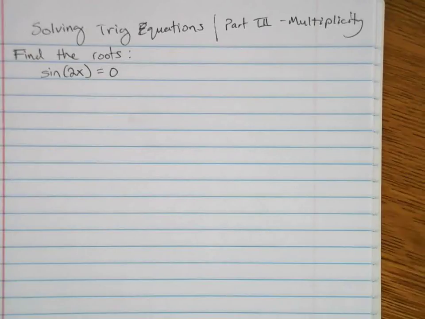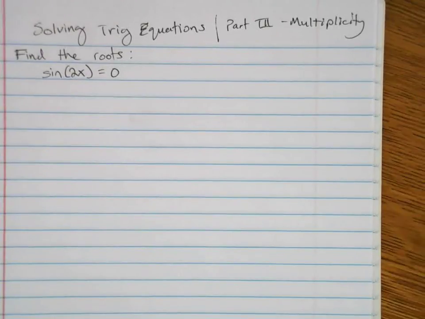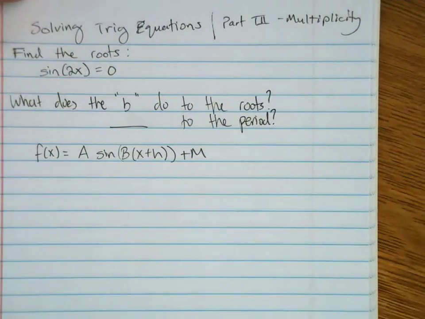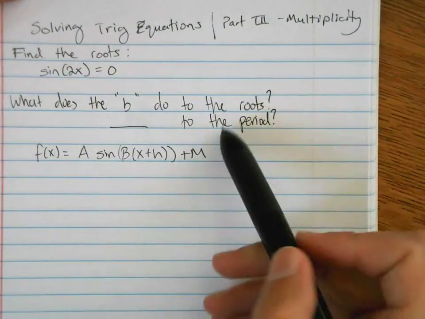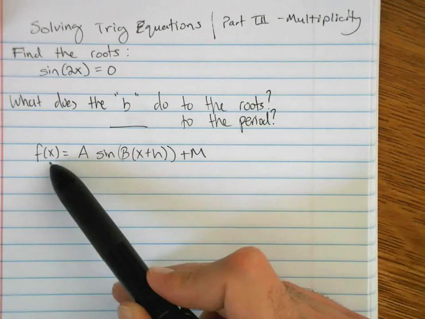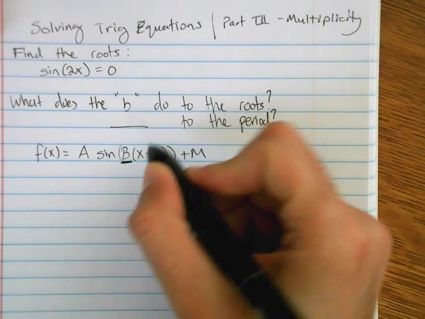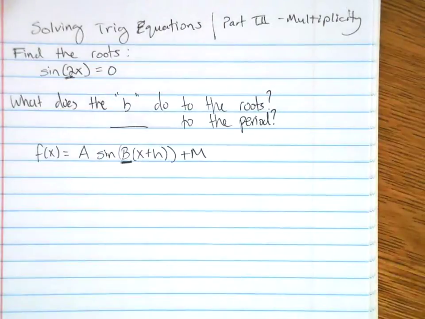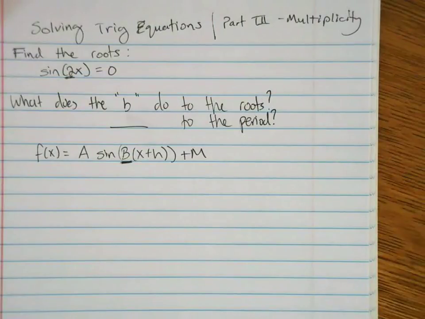To this specific equation, but in general, we're asking a question. What does the b do to the roots? And that has to do with what the b does to the period. And I just want to remind you, when I'm saying b, I'm talking about that number inside the parentheses. It's the same b from our general form. So take this down, and then let's continue.